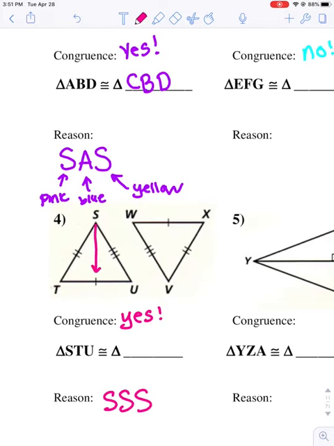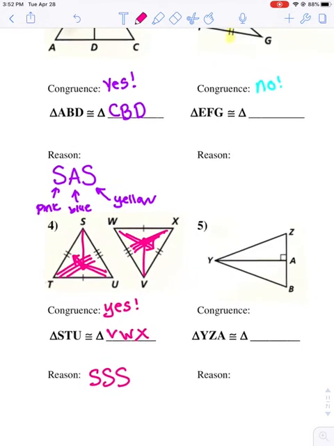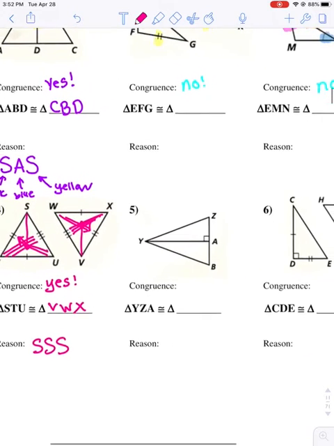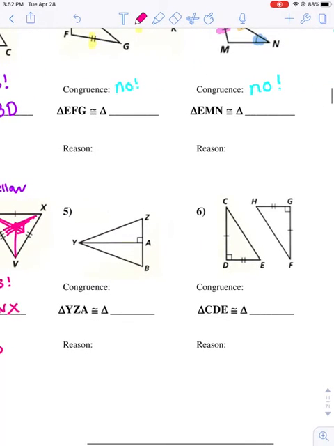To figure out what matches with what, this is kind of how I like to look at it, in this case at least. S is across from the one with 1 marking, and so is V. U is across from the one with 2 markings, and so is W. And then T is across from the one with 3 markings, and so is X. That's how I figured that out.